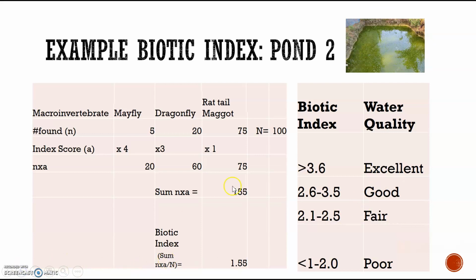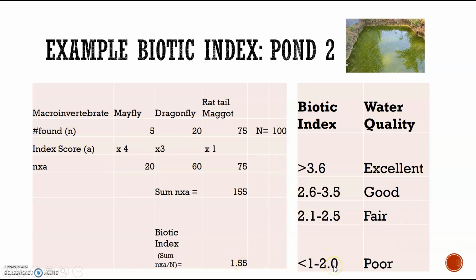our next sample, where we have 5 mayflies, 20 dragonflies, and 75 of those rat-tailed maggots. Again, we multiply times our index score, and then add up all of our n times a's, and divide it by the total number of organisms we found, which was, again, 100. And so we get a score, in this case, of 1.55.